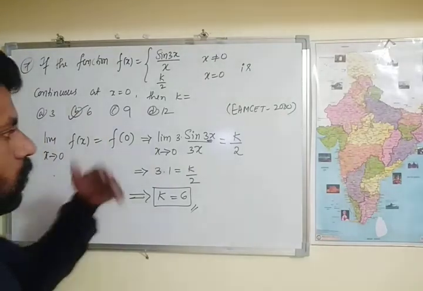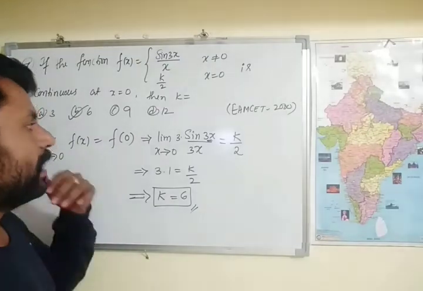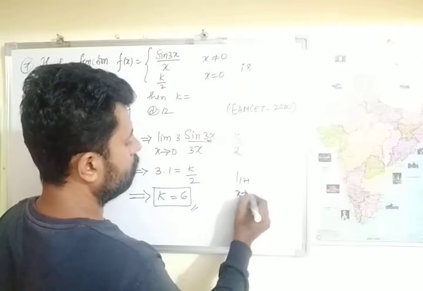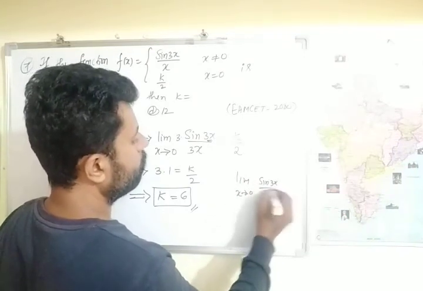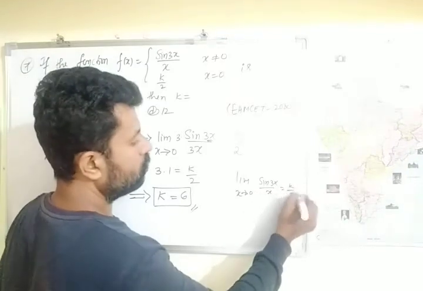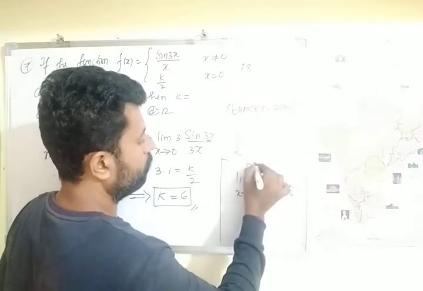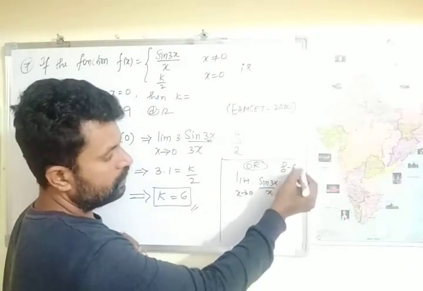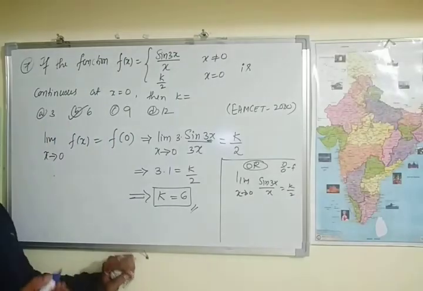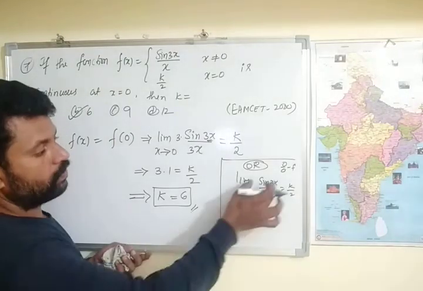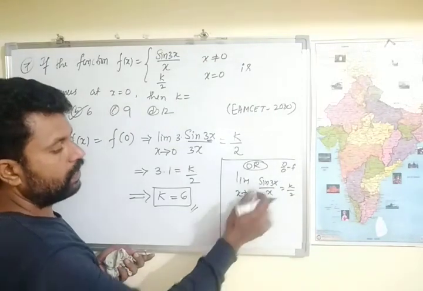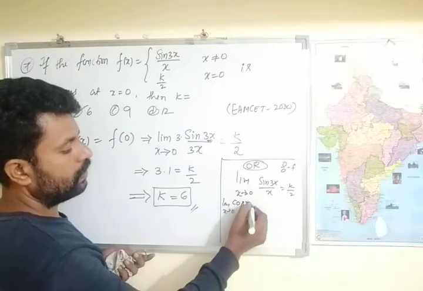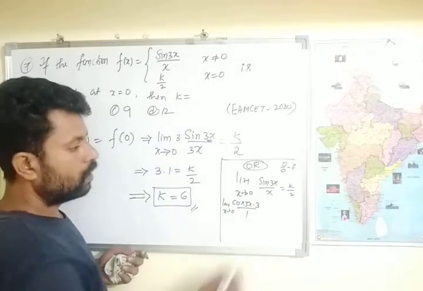See, otherwise you can use the 0 by 0 form and apply L'Hospital rule. In this result, limit x tends to 0 sine 3x divided by x is equal to k by 2. See, another method. Now using x approaches 0, here we get 0 by 0 form. This is an indeterminate form. Here we can apply L'Hospital rule. L'Hospital rule states derivative of numerator, derivative of denominator. Derivative of numerator we get cos: limit x tends to 0, cos of 3x into 3 divided by 1 is equal to k by 2.